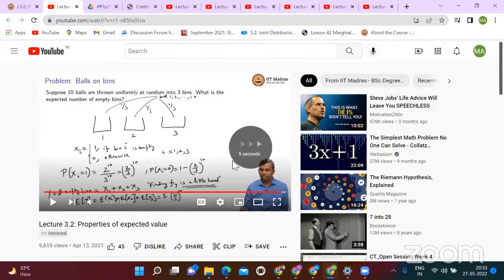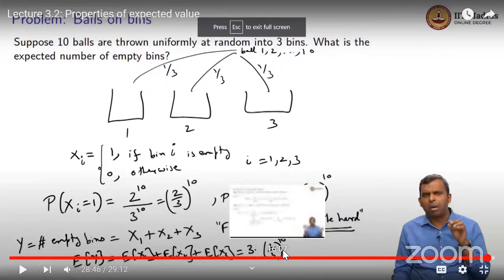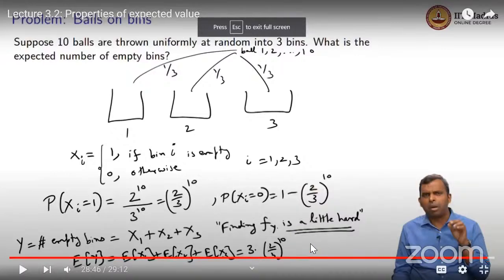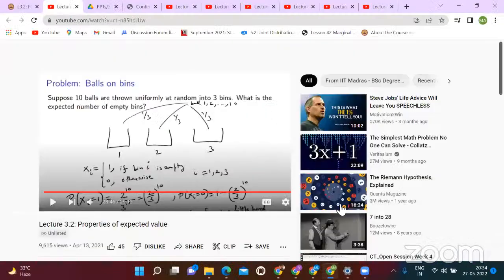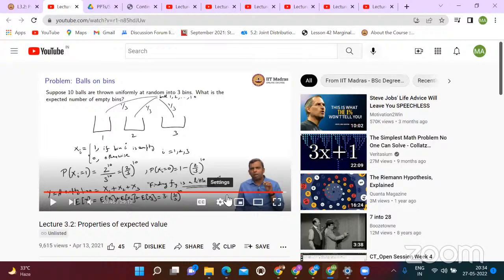So this is the final answer, I guess: 3 into 2 to the power 2/3 to the power 10. Right? Okay. So anything else from the third week?